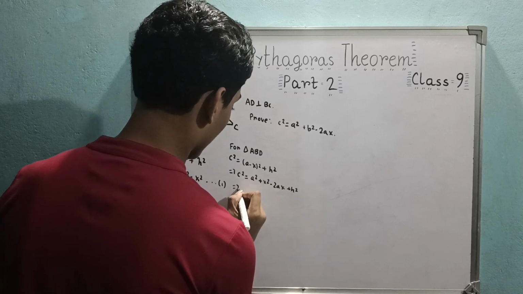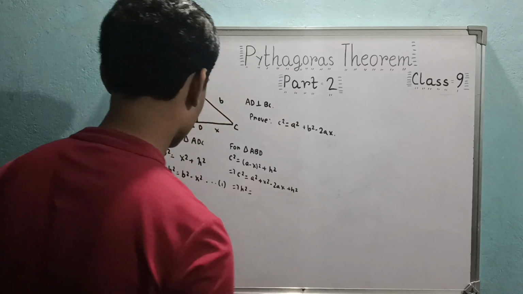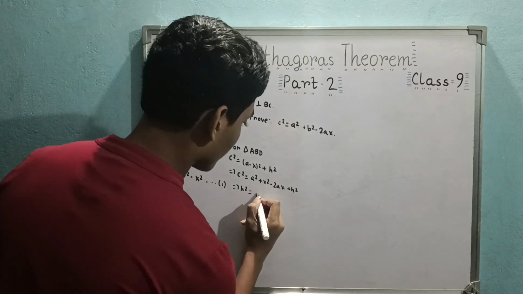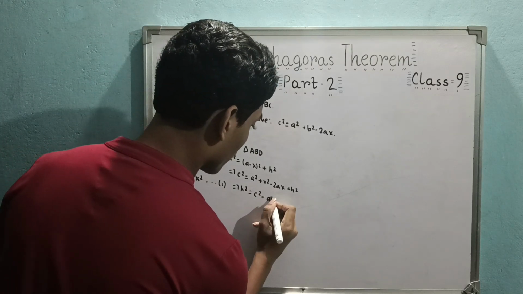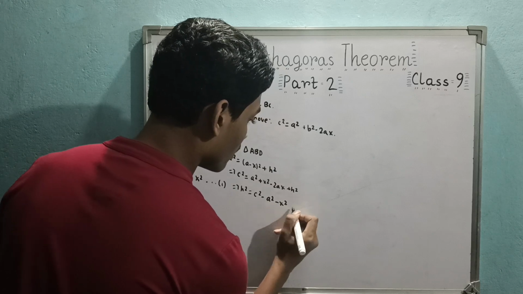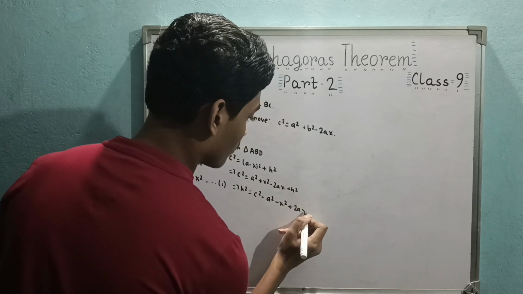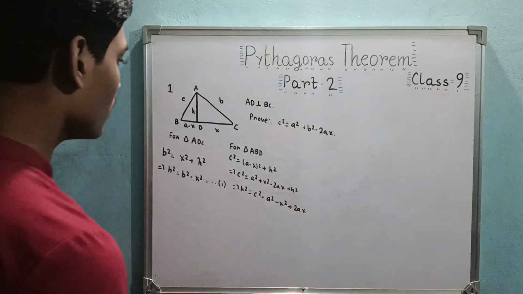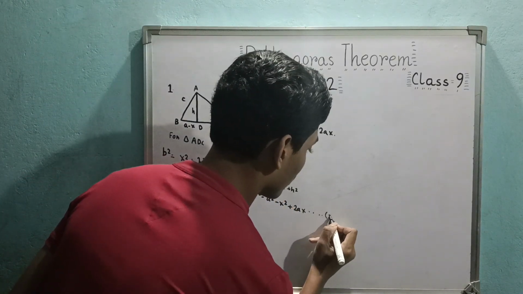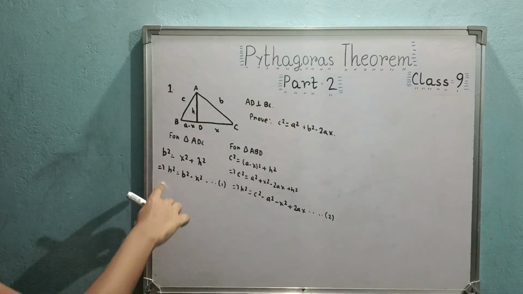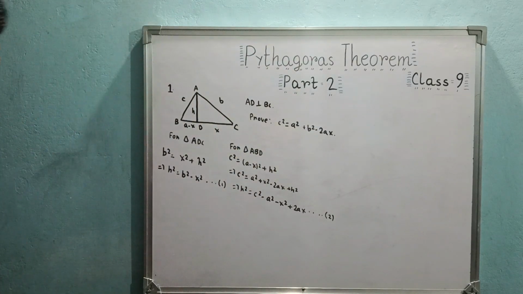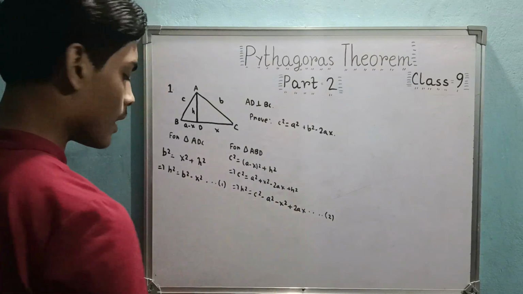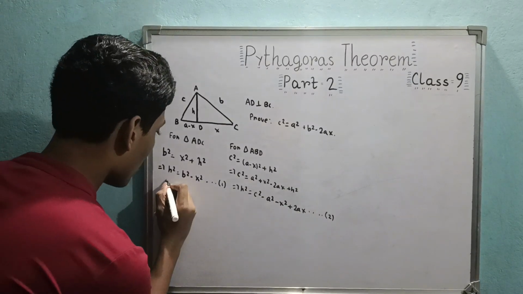Again, then H square will be equal to what? H square equals C square minus A square minus X square plus 2AX. Just shift the values to this side, then H square remains. Suppose this is 2. Then in 1 we have H square equals B square minus X square, and in 2 we have H square equal to this. That means both these values are equal.